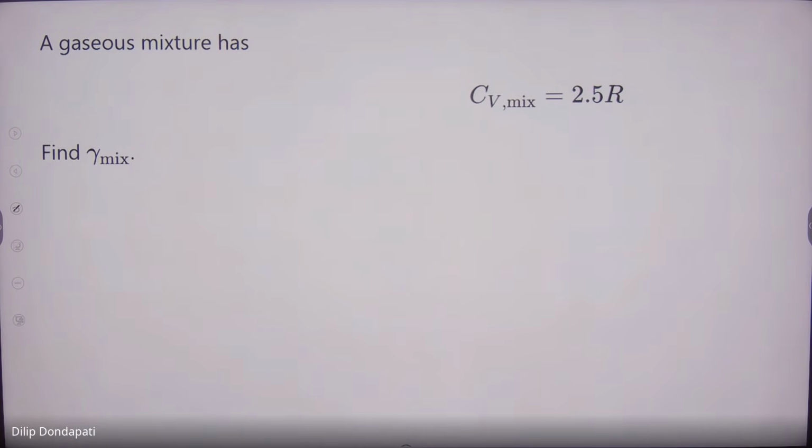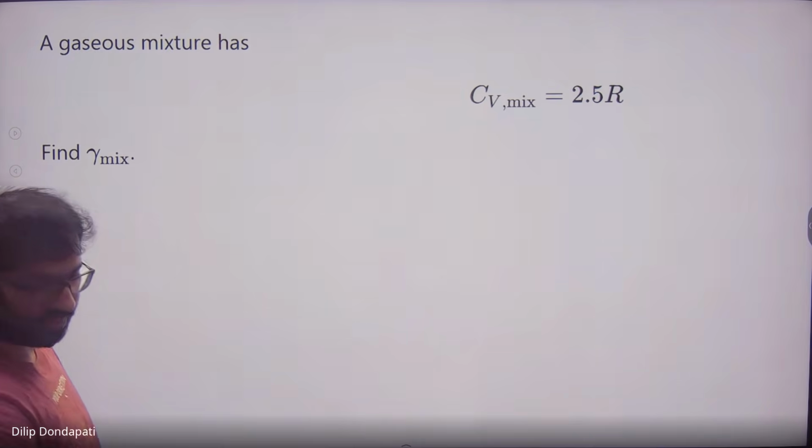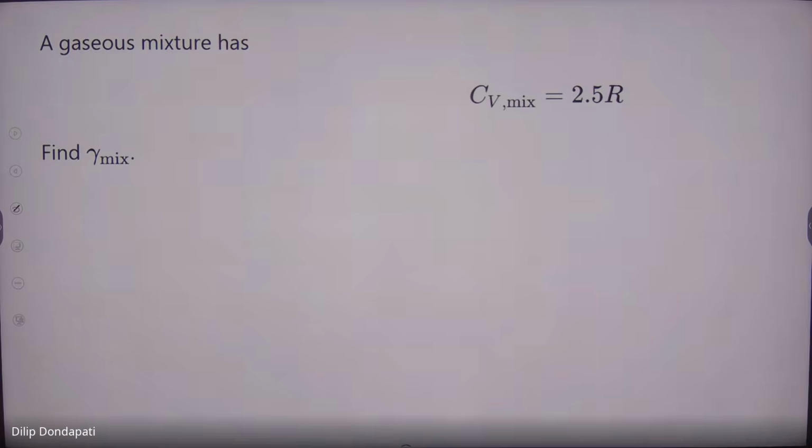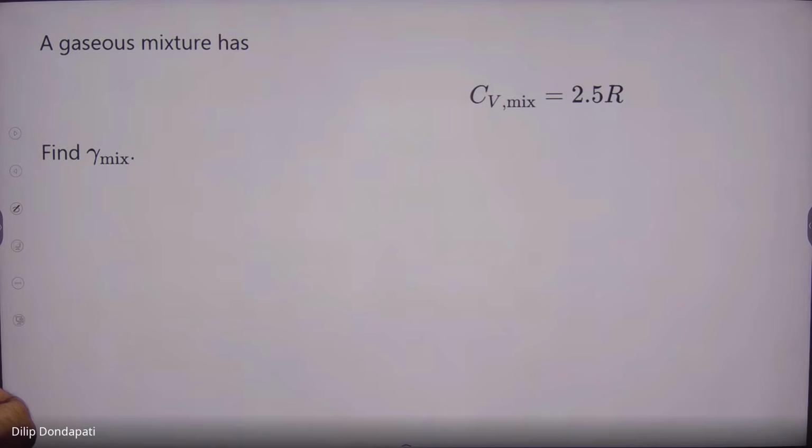A gaseous mixture, CV mixture is given, gamma mixture is asking. No, CP is not given now in this. Sir, you have to find CP. You can do plus R. हाँ, so you'll get 3.5 and 2.5. So fraction में कितना आंसर? 7 by 5. Correct. 7 by 5 is answer. Because Mayer's relationship always holds good, right? CP minus CV is equal to R. So plus R करने का, that's it.